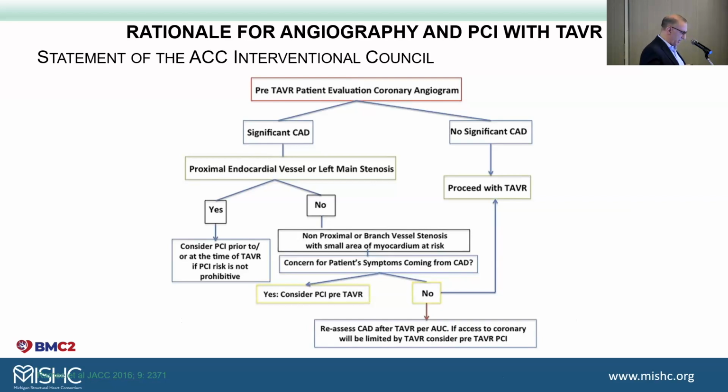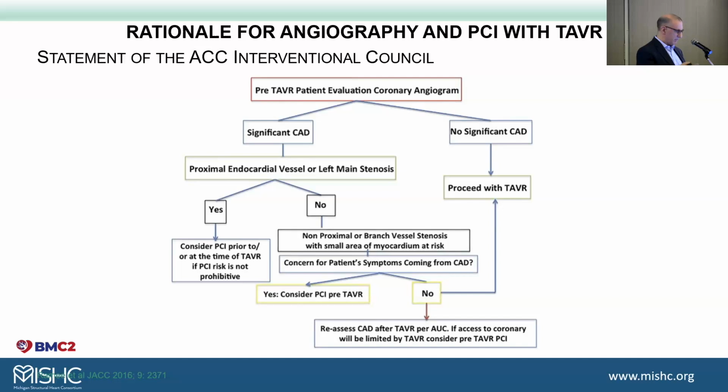This is a 2016 consensus, an ACC Interventional Council. These are not guidelines. So for the pre-TAVR patient, for evaluation of coronary angiography, if you have significant CAD, proximal stenosis or left main stenosis, if it's yes, consider PCI prior to or at the time of TAVR, if PCI is not prohibitive. So a lot of sort of give.